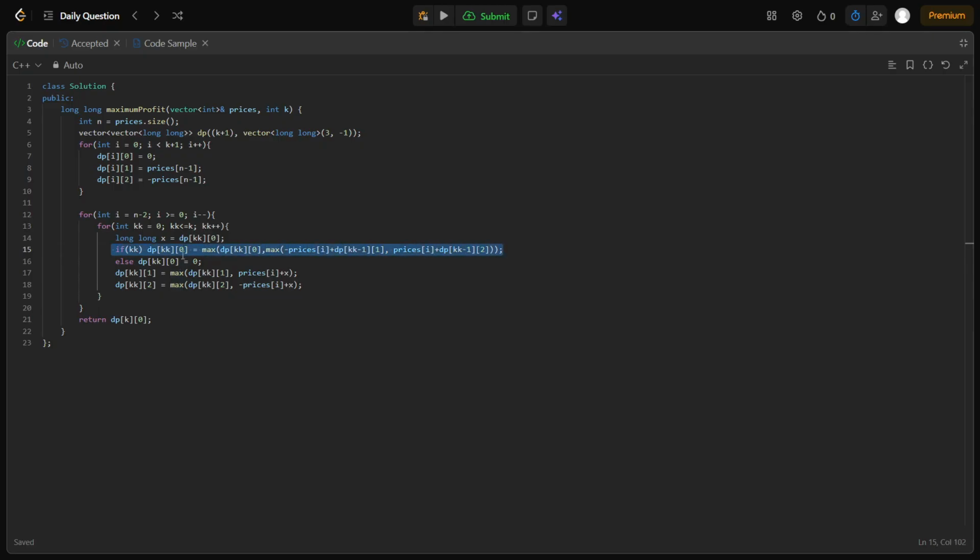But when we have modified dp[k][0], and we require it further in our calculations, right? We require it to either purchase or sell. Then we cannot use these modified ones. We need the original one. So that's why I have saved it in X and then used the X here. So it's all the same things we have done for the space optimization. And this was the space optimization approach. And this was the final optimized solution for this problem as well. Thank you very much.